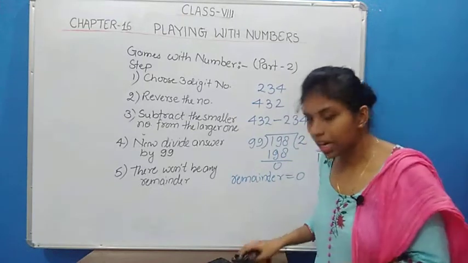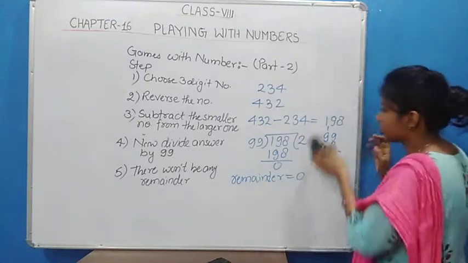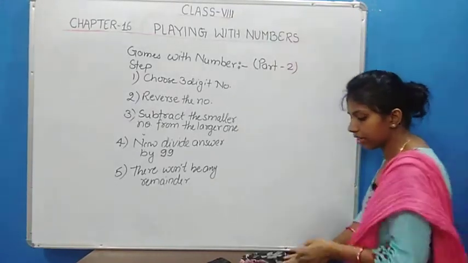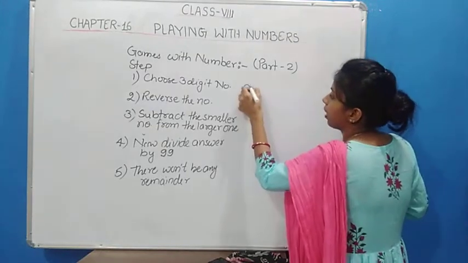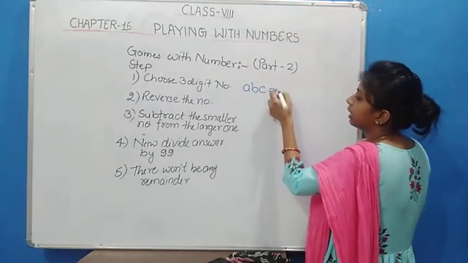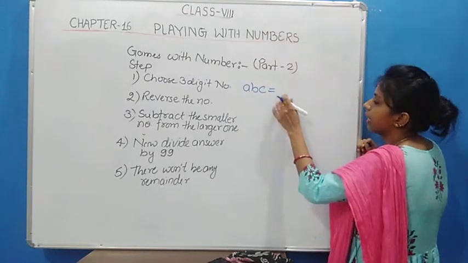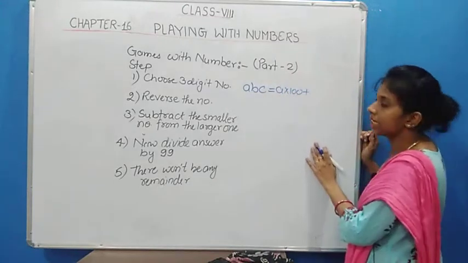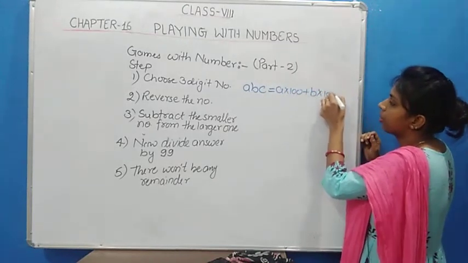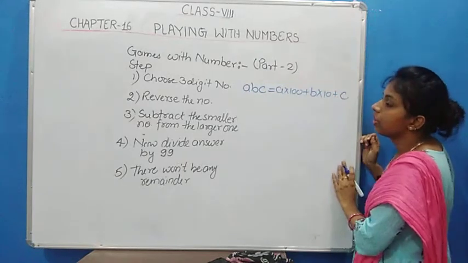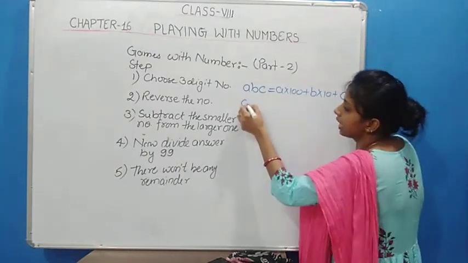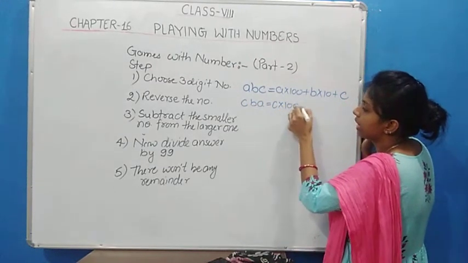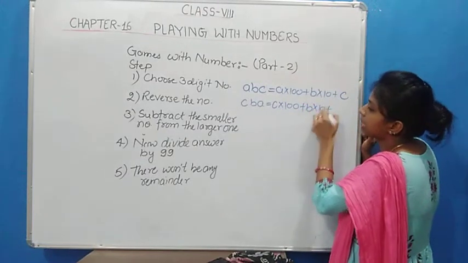Suppose I'm taking a general number in general notation, a 3-digit number ABC. That can be written as A into 100, plus B into 10, plus C, since A is the hundreds place, B is the tens place and C is the unit place. Now reverse this number. So it is C, B, A: C into 100 plus B into 10 plus A in the unit place.